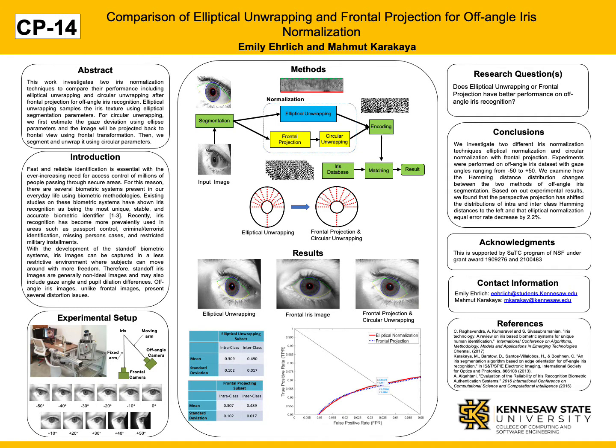Finally, we compare the Hamming distance and ROC curve for elliptical unwrapping and circular unwrapping with the frontal projection. The ROC curve demonstrates the true positive rate and false positive rate for different Hamming distance thresholds.